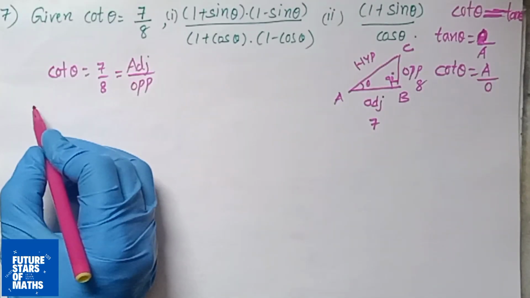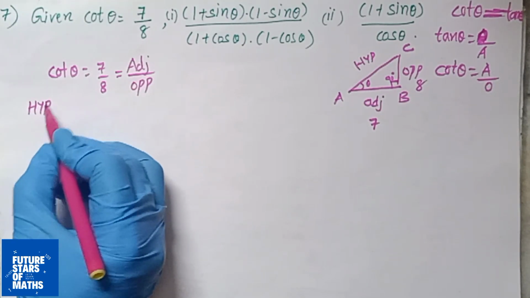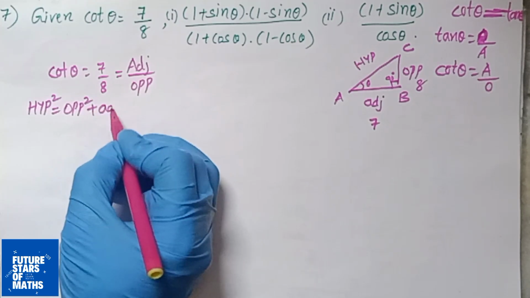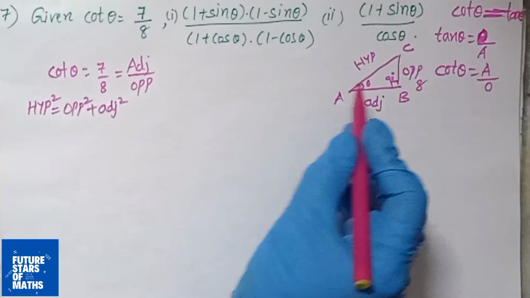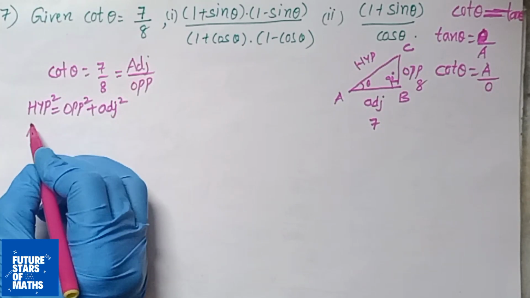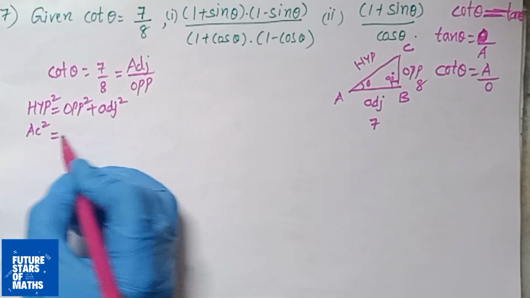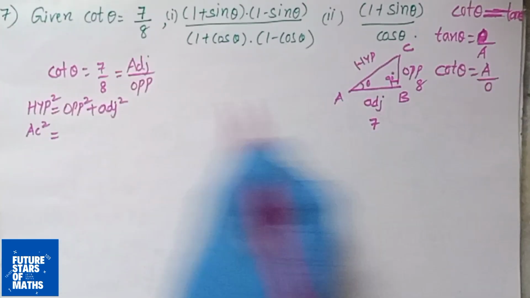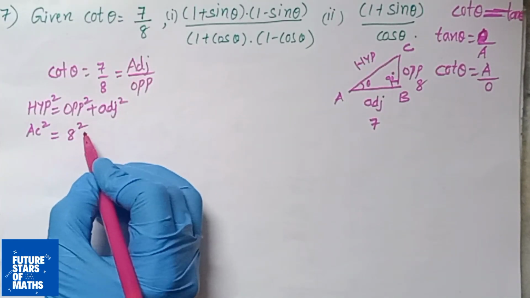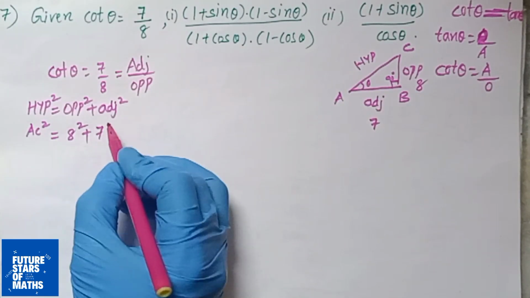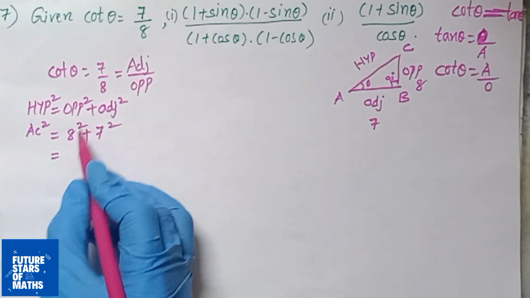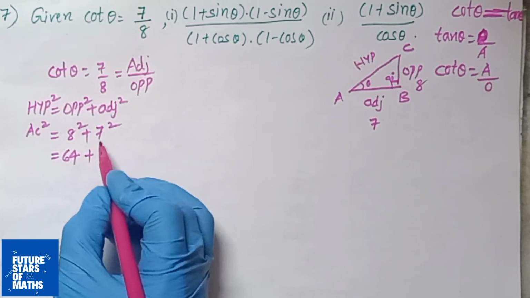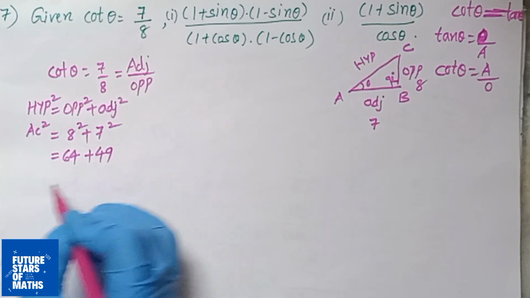So according to Pythagoras theorem, what can we write? Hypotenuse square is equal to opposite square plus adjacent square. We don't know what the hypotenuse is, so we'll write it as AC square. Since hypotenuse is AC, we write AC square equal to opposite side 8 square plus adjacent 7 square. 8 square is 64, 8 eights are 64. 7 square means 7 sevens are 49.